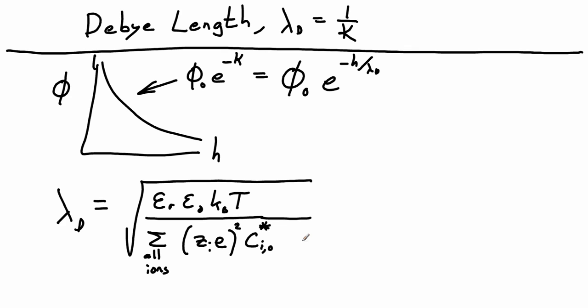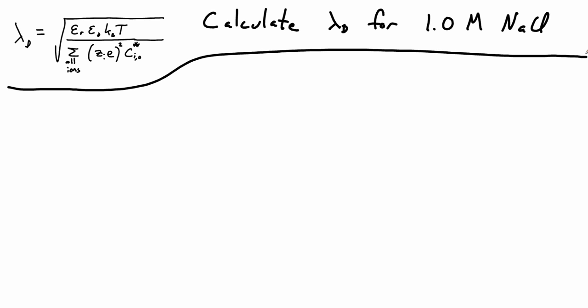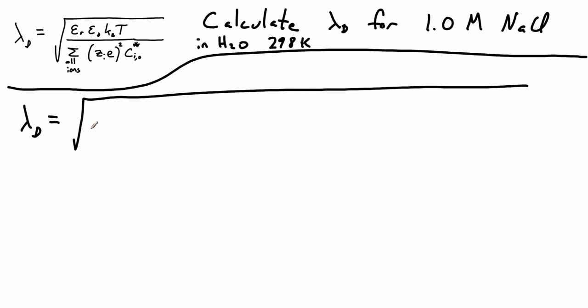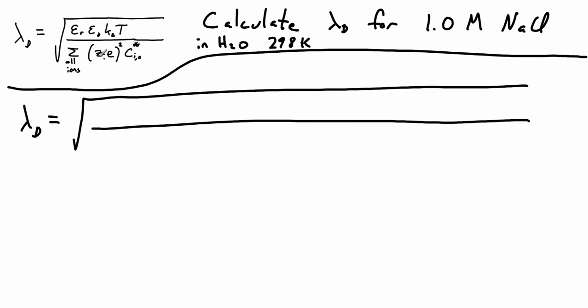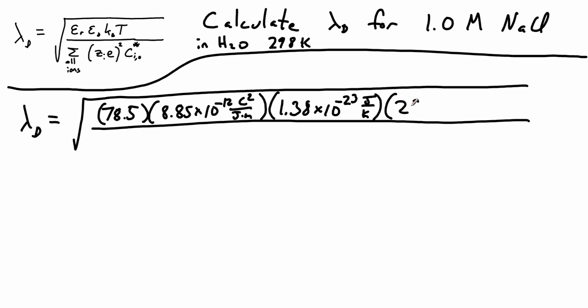Okay, let's do an example. We're going to calculate the Debye length for 1 molar sodium chloride. We need to specify a little bit more: in water, at 298 kelvins. Now we've got all the data we need. So let's write out our expression for the Debye length. We have the dielectric constant for water at room temperature, the permittivity of free space, Boltzmann's constant, and the temperature.